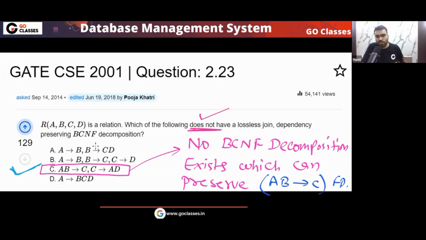This is your GATE 2001 question. I hope you understood. Did you understand the complete analysis of option C? Very simple question. Remember, just check each option one by one. For option A, we have a BCNF decomposition which satisfies all the properties. For option B, we have a BCNF decomposition which satisfies all the properties. Option D is already in BCNF, so there is nothing to check. Option C does not have any BCNF decomposition which will preserve this FD. Is this clear? Simple, right?